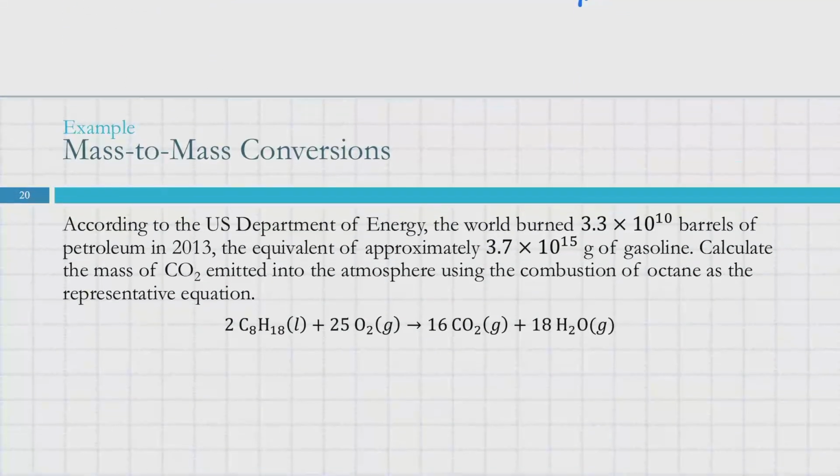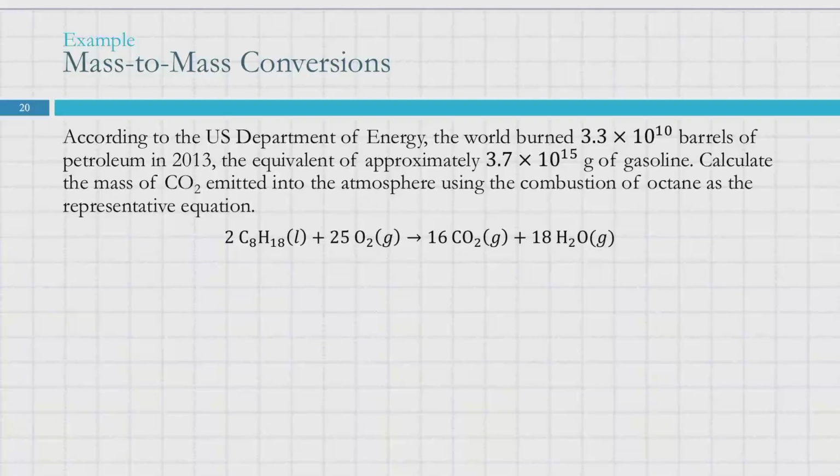According to US DOE, the world burned this very large number of barrels of petroleum in 2013, the equivalent of approximately this many grams of gasoline. Calculate the mass of CO2 emitted. So we're finding mass of CO2 emitted using the combustion of octane as the representative equation. So the assumption that we're making is that our gasoline is all octane. It's not. That's the assumption that we're making to do this sort of rough calculation, rough estimate.